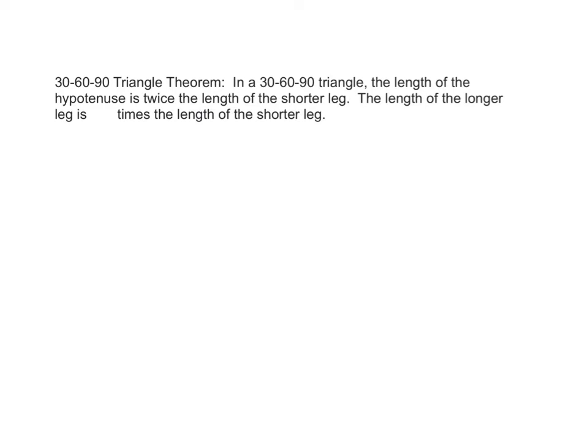So another theorem is the 30, 60, 90 triangle theorem. It says in a 30, 60, 90 triangle, the length of the hypotenuse is twice the length of the shorter leg. The length of the longer leg is root 3 times the length of the shorter leg. So what the heck does that mean? Let's draw it first. This is a right triangle again, but it's not the nice pretty 45, 45, 90. This angle right here is 30 and this is 60.